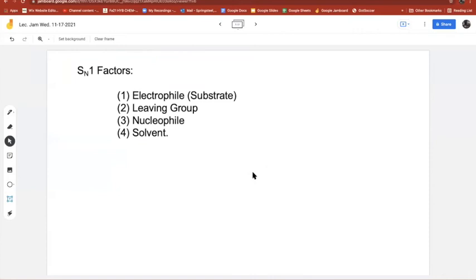So SN1 factors, things to consider. So the electrophile, we need that to be what for SN1? Could we do an SN1 with all the electrophiles, methyl, primary, secondary, tertiary, or just some of them? Only some of them, yep.